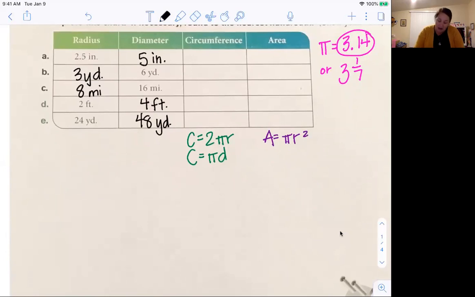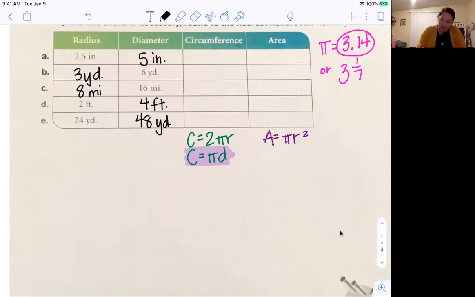So letter A, I'm finding circumference. And remember I told you, I prefer to use this formula. If I know what the diameter is, I prefer to use circumference equals pi times diameter. And the reason being is because you only have to multiply one time. With C equals 2 pi r, I have to do 2 times radius times pi, or 2 times pi times radius. And I would rather just do pi times diameter.